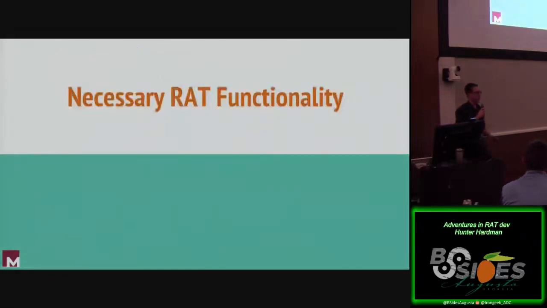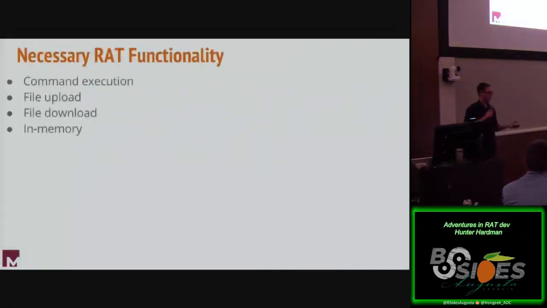As far as necessary RAT functionality, these are just the bare basics. There's a lot of other functionality you can include, such as screenshots and keylogging, but I haven't had the time to implement those yet. So: command execution, file upload, file download, and then in-memory execution, because touching the disk is bad.